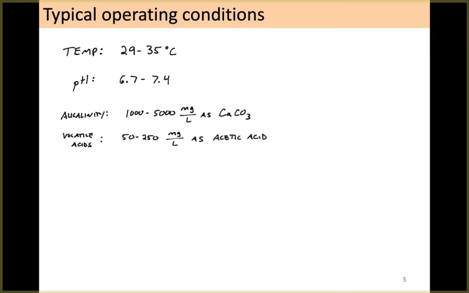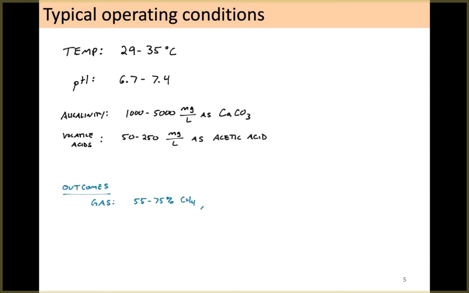So think back to our water softening calculations there, where we can use lime or quicklime to control alkalinity if we need to. And we'll typically run this with volatile acids anywhere from 50 to 250 milligrams per liter of acetic acid. And again, we don't want it getting too acidic, and we'll talk about that in just a moment.